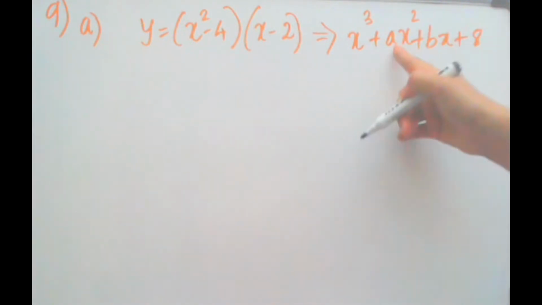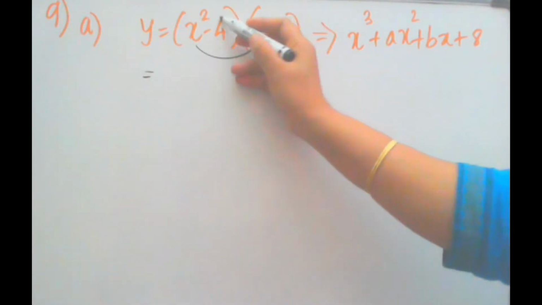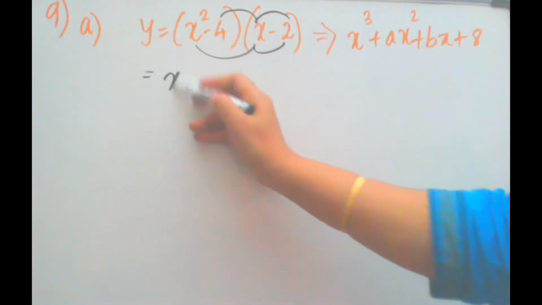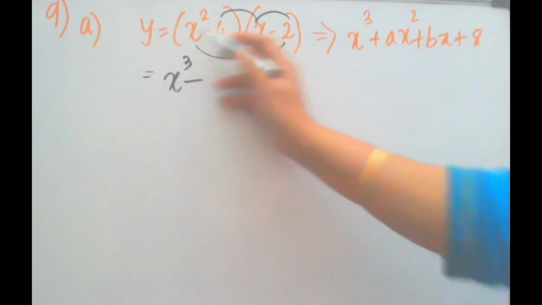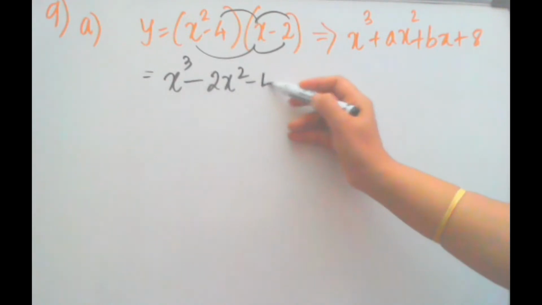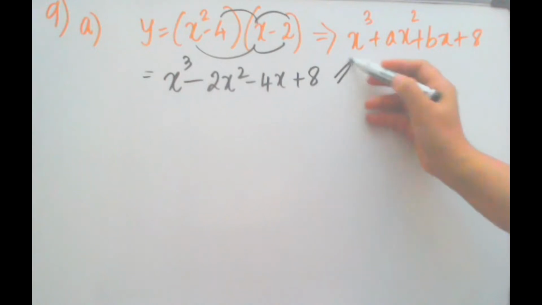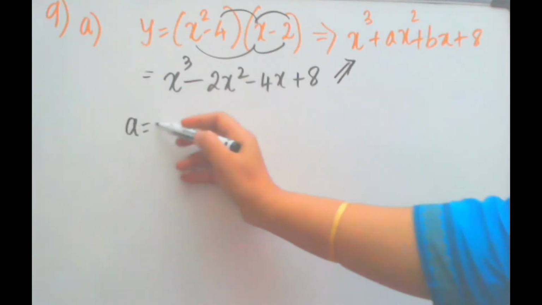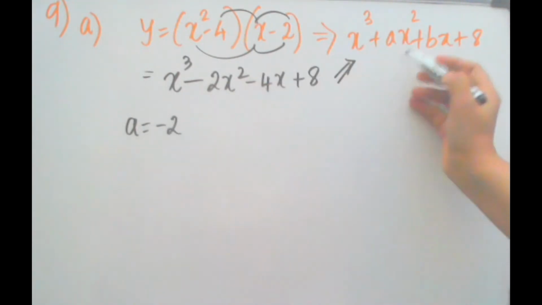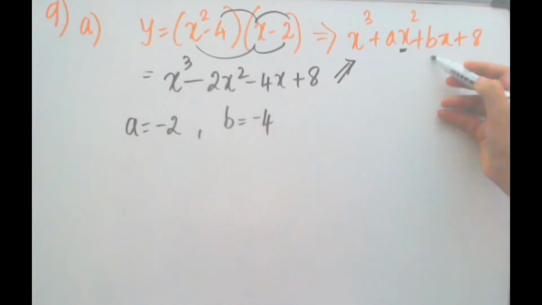Let us first find the values of a and b. For that we have to expand this, that is, open the brackets. We will multiply these two and then multiply these two. So we get x cube, then minus 2x square, then this one minus 4x plus 8. So comparing it with this form, we can see that a is equal to minus 2, the coefficient of the x square term, and b is equal to minus 4, the coefficient of the x term.